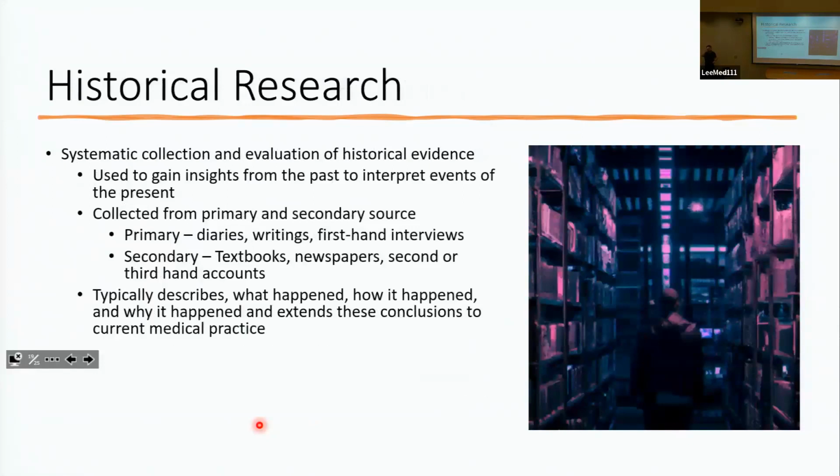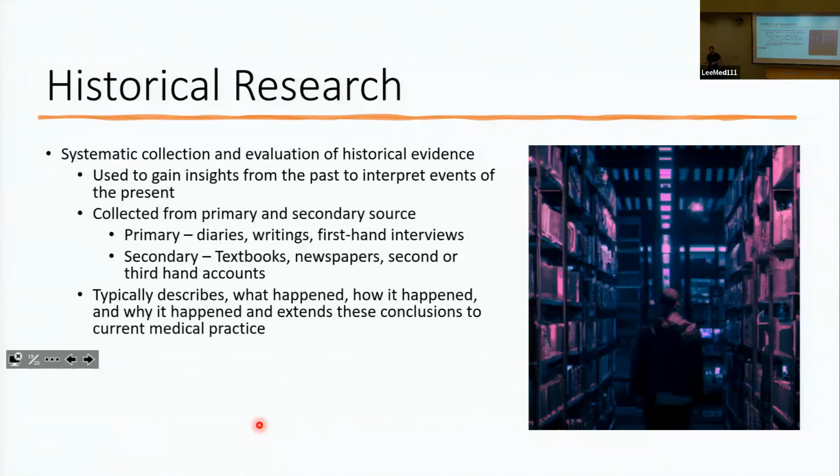And then lastly, we have historical research in terms of our different types of qualitative research. So historical research is the systematic collection and evaluation of historical evidence that's used to gain insights from the past to interpret events of the present. So these can be collected from primary and secondary source material. So primary would be things like diaries, writings, firsthand interviews. Secondary sources could be things like textbooks from the time, newspaper articles from the time, or second or third hand accounts of what's going on.